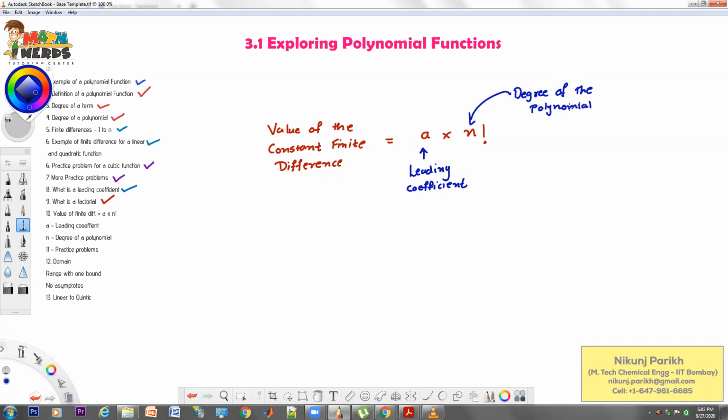Now this topic or this formula is not covered in Nelson, but it is covered in McGraw-Hill. And some of you are going to learn from McGraw-Hill. That's why I'm covering this one. So the value of the constant finite difference, whatever value you find at the end of doing that exercise, is equal to the leading coefficient times the degree of the polynomial.